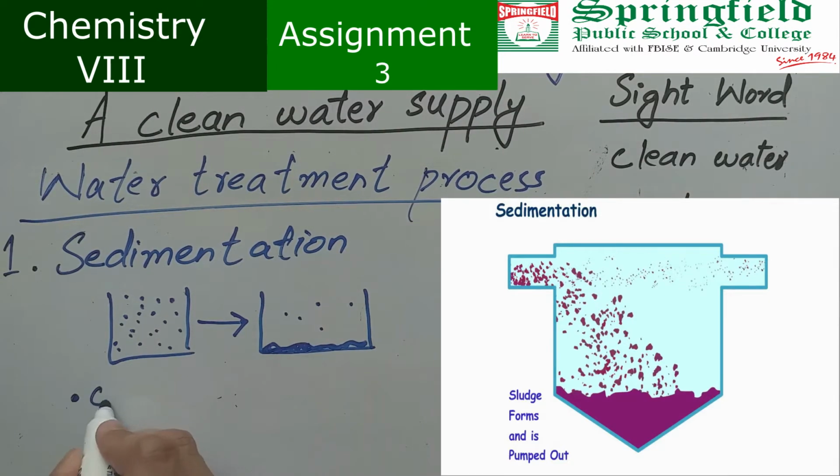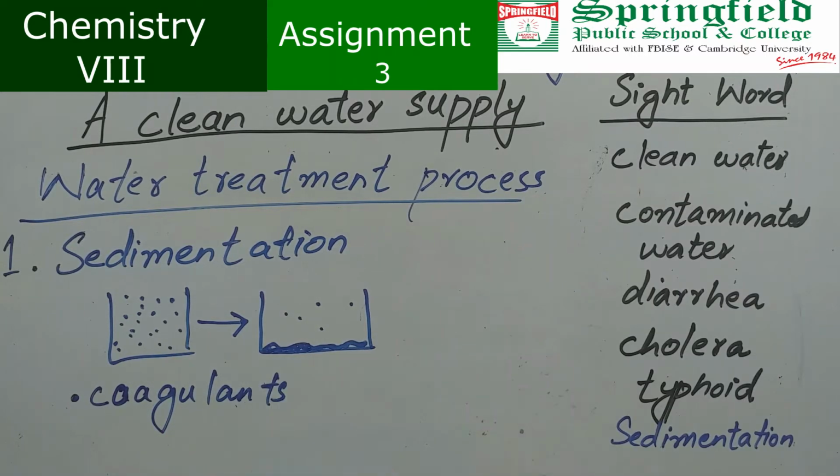Sometimes coagulants are also added. So our next sight word is coagulants. What are coagulants? These are chemicals which allow these suspended particles to stick to them, and the rest of the water is left free of suspended particles to some extent.